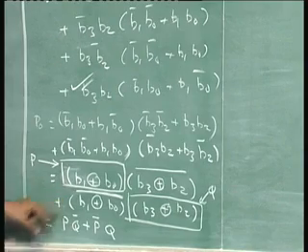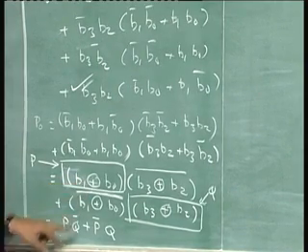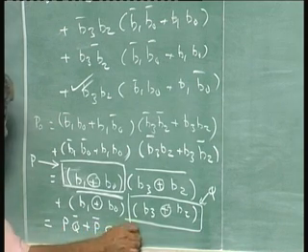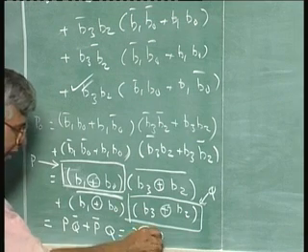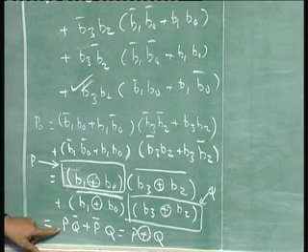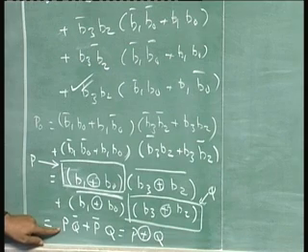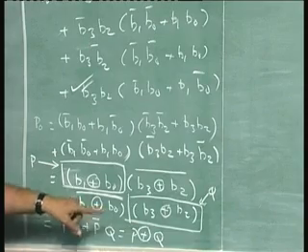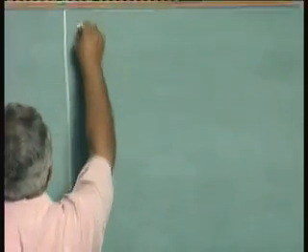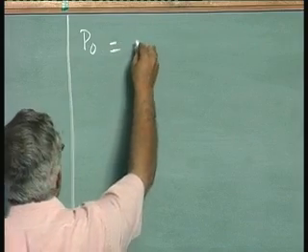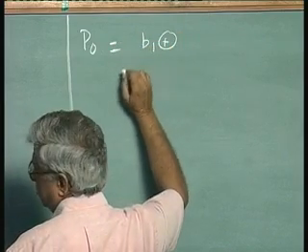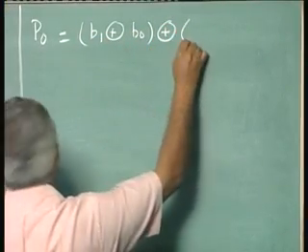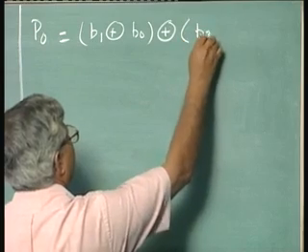That means really it is B1 exclusive OR B0, this is nothing but P exclusive OR Q, correct? This is P exclusive OR Q, P Q bar or P bar Q. So P is nothing but B1 exclusive OR B0, Q is nothing but B3 exclusive OR B2. So the whole thing is B1 exclusive OR B0, whole exclusive OR B3 exclusive OR B2.